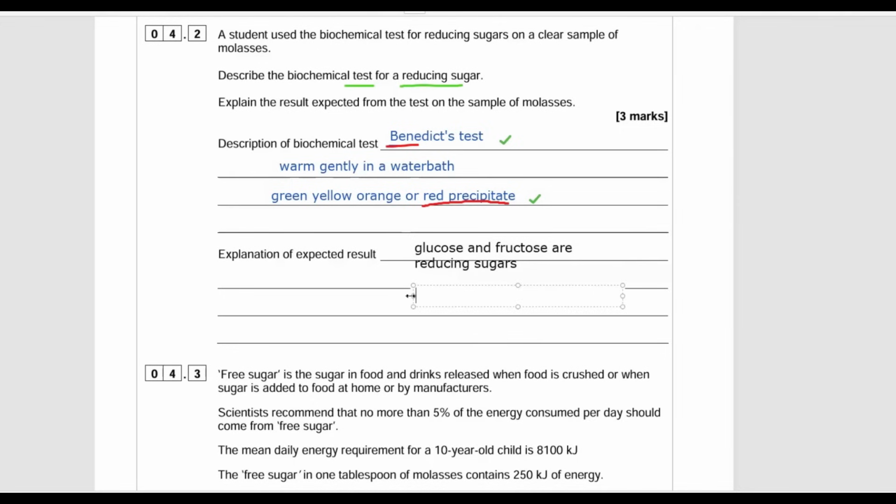Now, just for your own knowledge, it's not part of this. That will get you the mark: glucose and fructose are reducing sugars. I could say so they react with Benedict's reagent or solution.